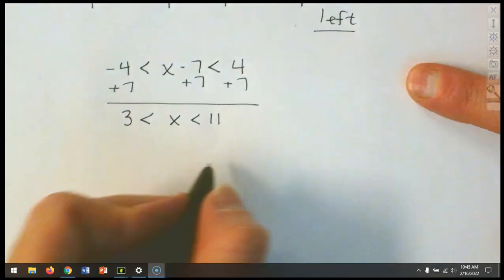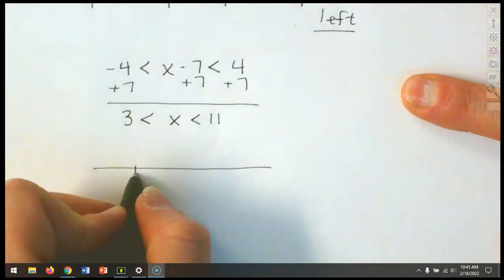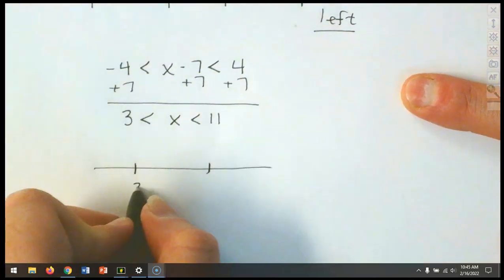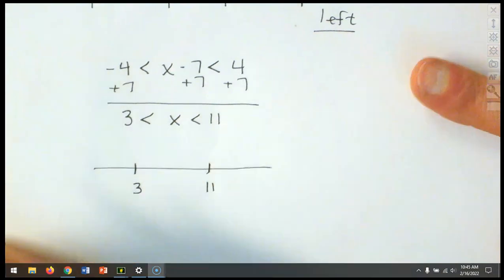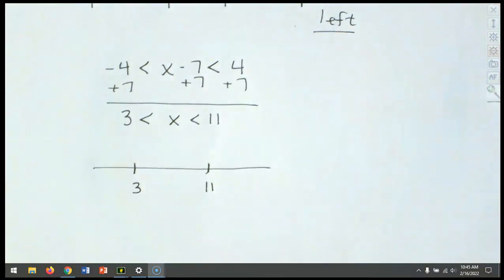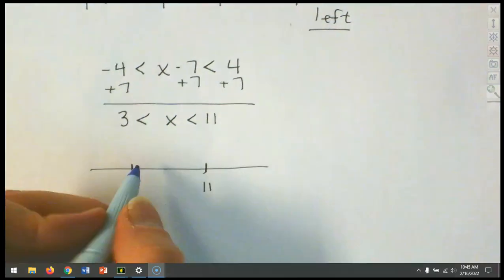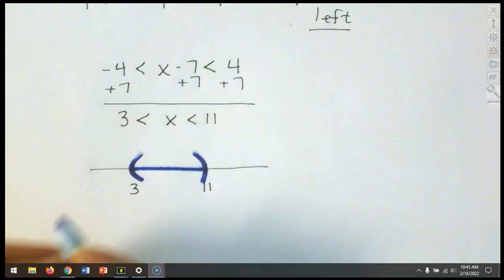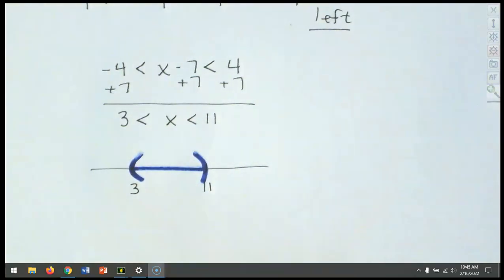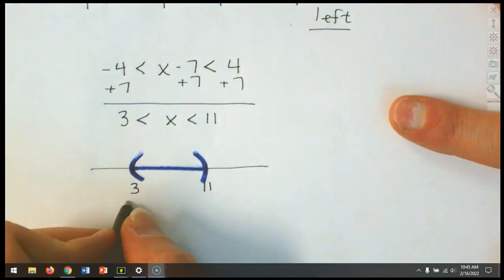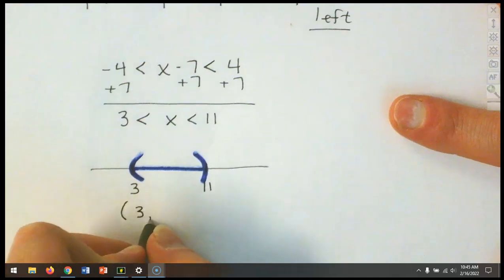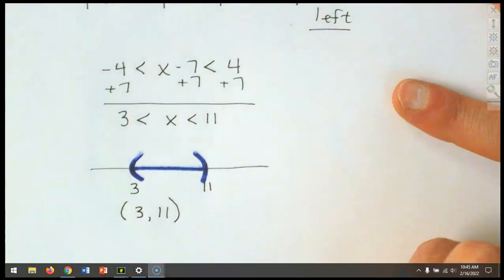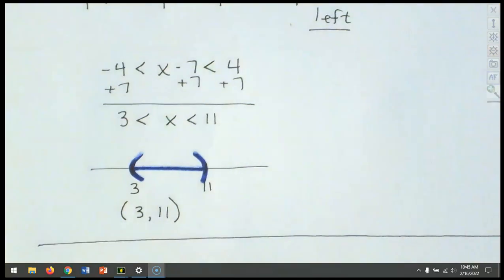So what does it look like? It looks like here's 3 and here's 11. We shade in the middle. We're going to use parentheses. And then in interval notation, it's 3 to 11, with parentheses on both.